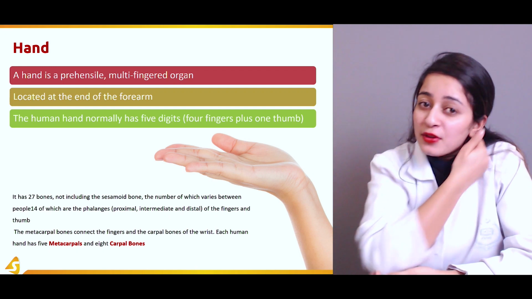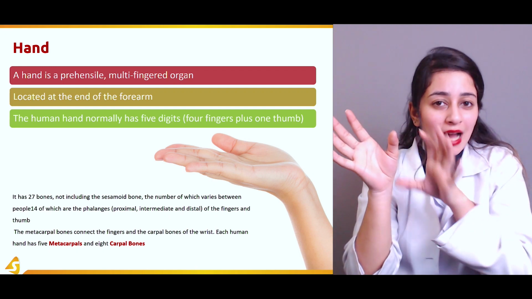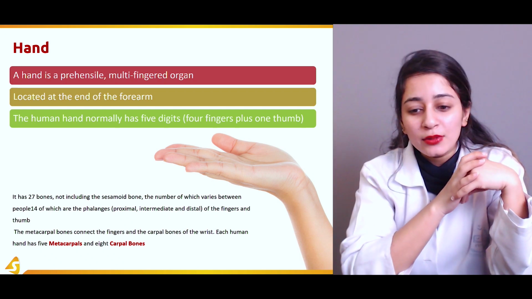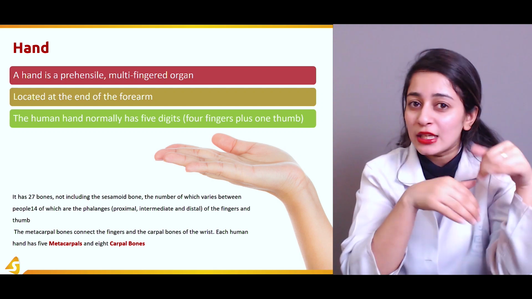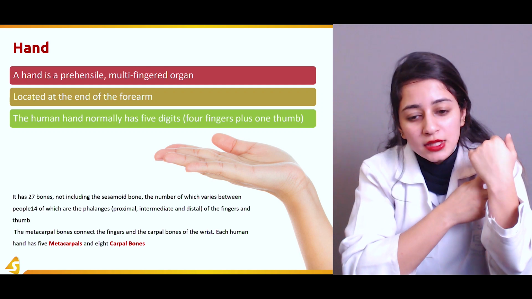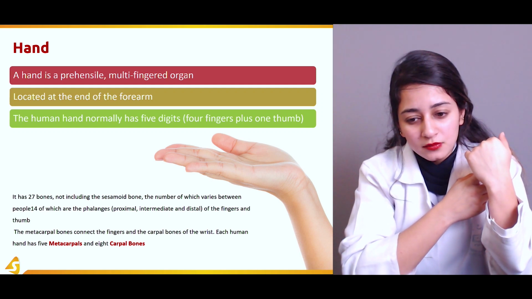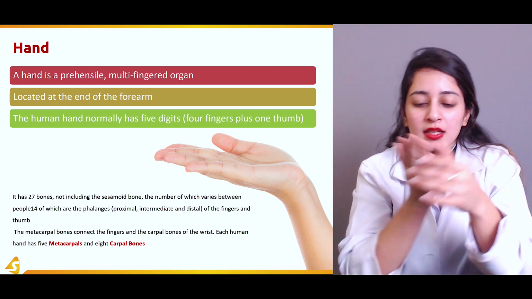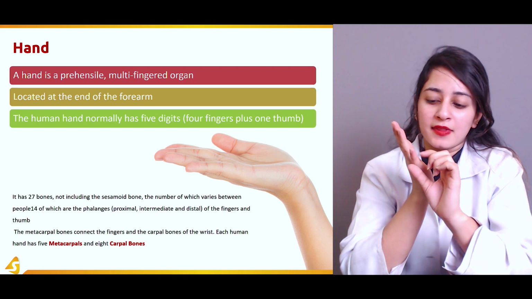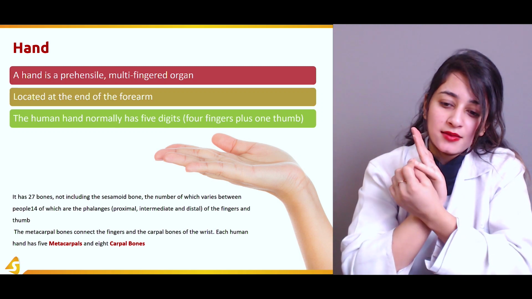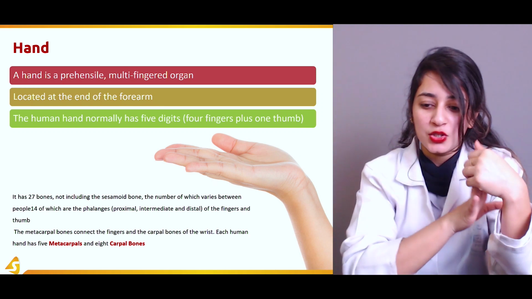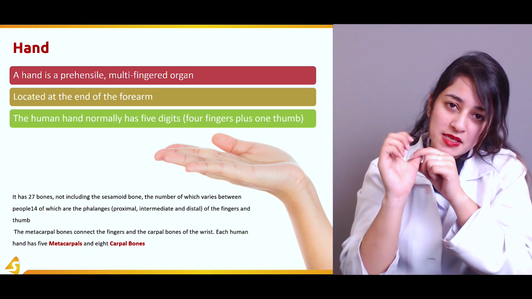There are 27 bones in our hand. The total count is 27. So we have 27 little bones in our hand, not including the sesamoid bones, the number of which varies between people. 14 of them are the phalanges: proximal, intermediate, and distal. So here are my phalanges. This is the proximal phalanx. This is the intermediate, and the last one is the distal. It's very far away, just at the end, so we call it the distal phalanx of the fingers and the thumb as well.